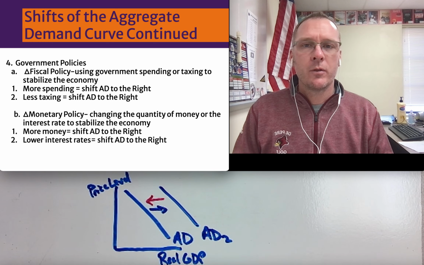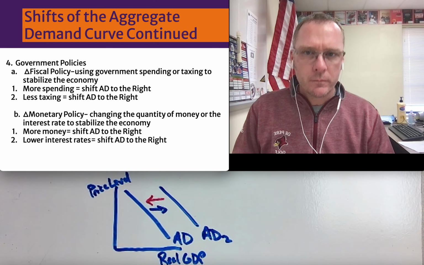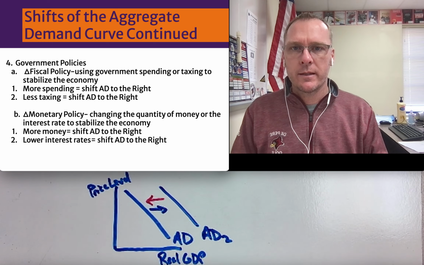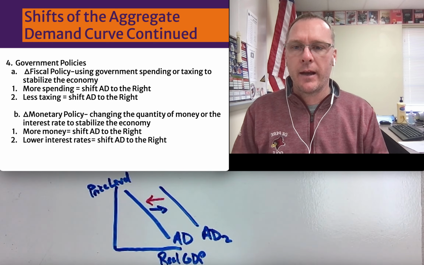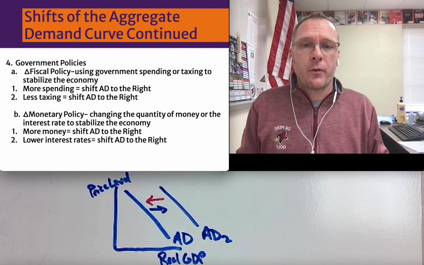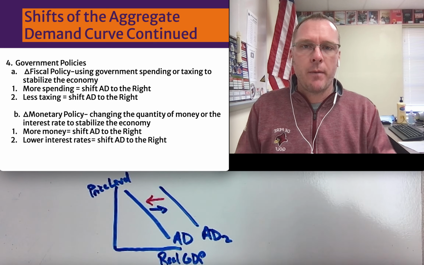Could we use the Federal Reserve to push this back to the left if the economy was too good? Sure, just do the opposite. Put less money into the system or raise the interest rates. Both those things will yank aggregate demand back a little bit. And sometimes, in times of a recession, we want to push this thing out if we can. In times of inflation, we want to pull this thing back.